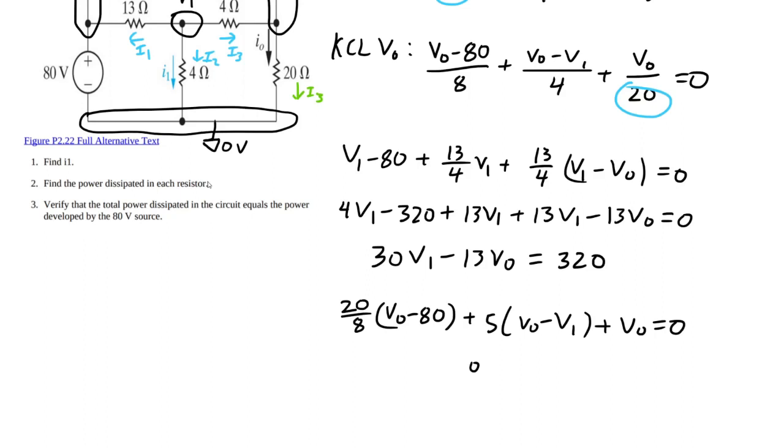Let's just do this again. 20 times 8. Yeah. So I'll just say that this is 20 over 8, which is, I think, 2.5. Yeah. 2.5 V0 minus 80 times 2.5, 200, plus 5 V0 minus 5 V1 plus V0.